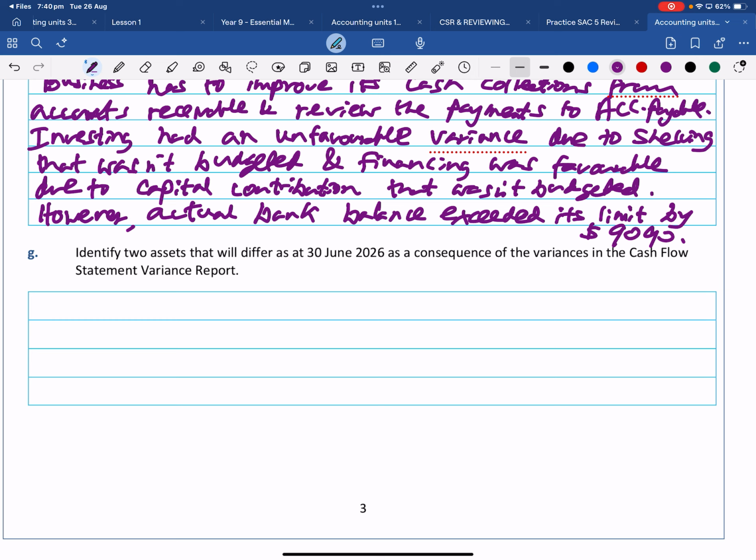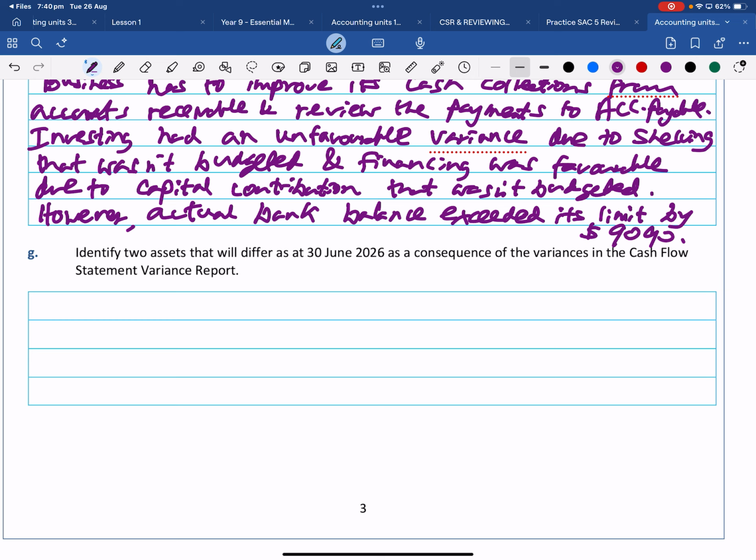This is from accounts receivable, cash sales, GST. What else? GST will not be an asset. Accounts payable is also not an asset. Accounts receivable, correct. What else, guys? What are the things that we had variances in? Big variances. Shelving, yes, that's correct. Yeah, bank balance.